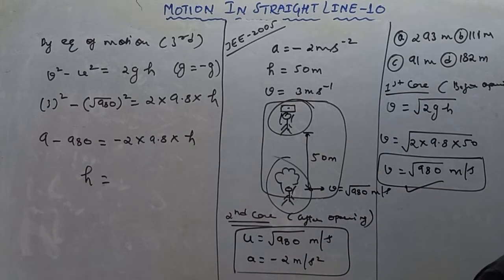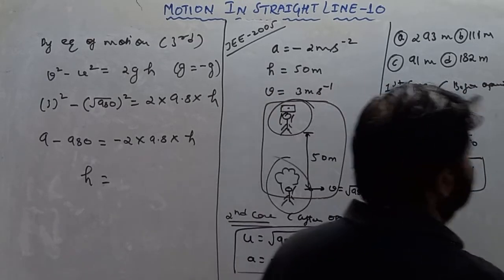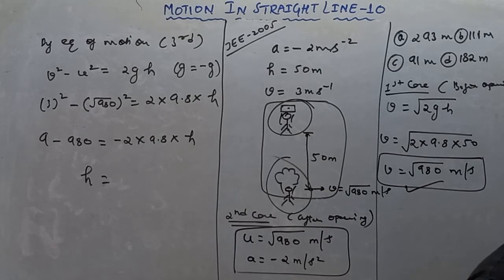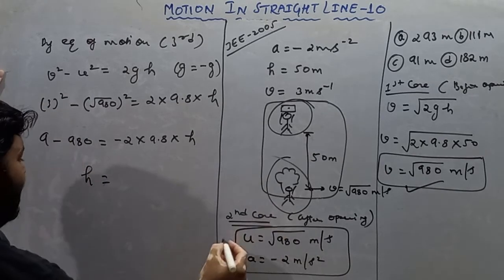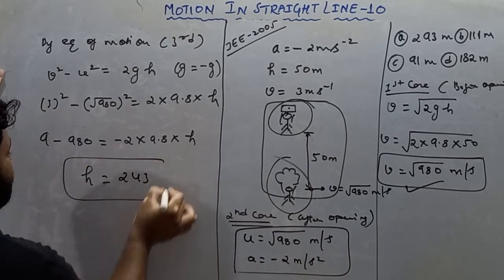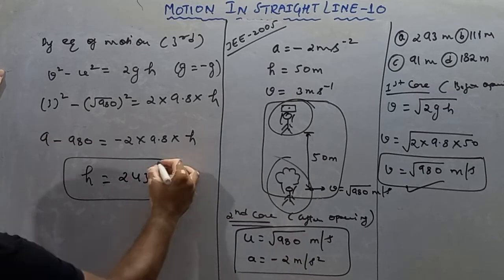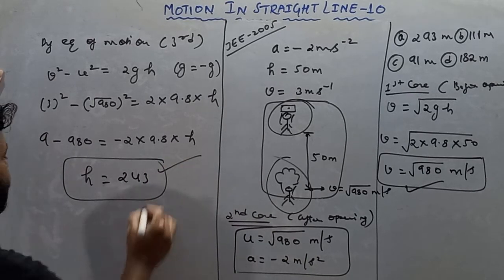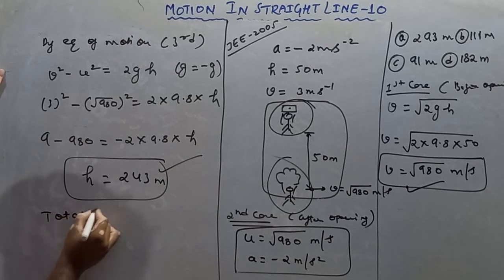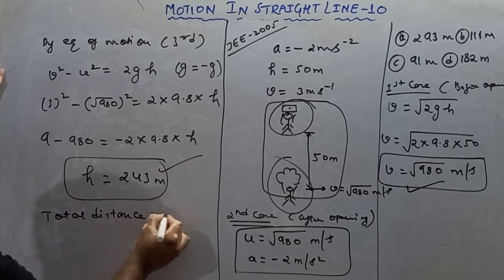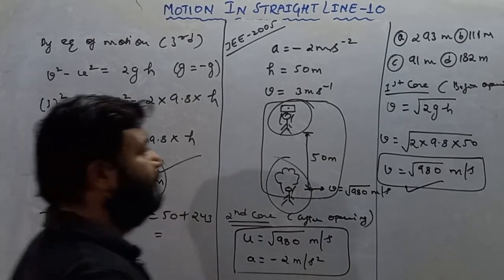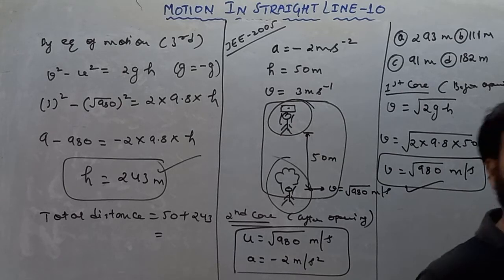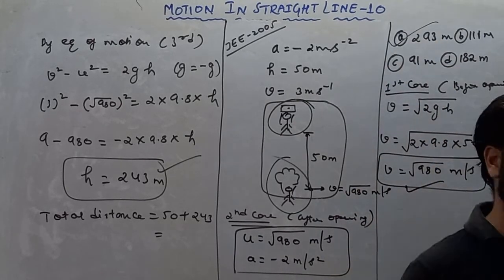So the answer must be approximately 243 meter. After opening the parachute, he'll travel 243 meter. So the total distance must be 50 without the parachute plus 243 with the parachute, which is approximately equal to 293 meter. So the correct option is 293 meter.